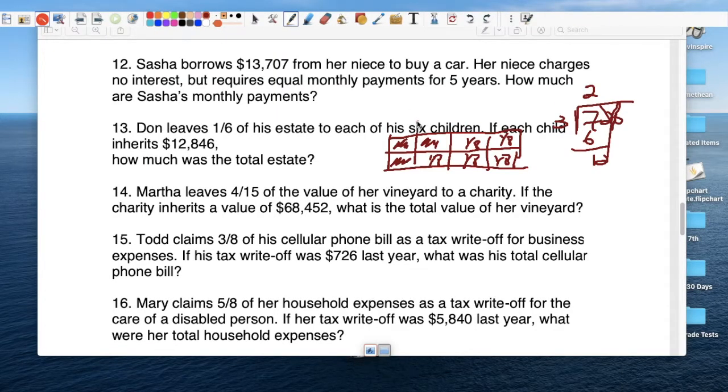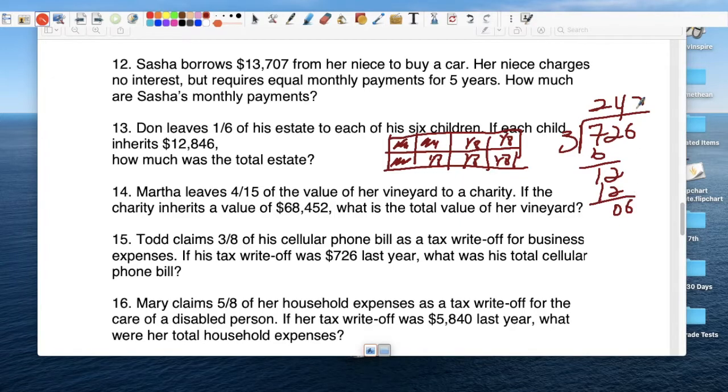All right, so here's where I stopped, before my battery died. I was dividing 726 by 3. That would be 3 into 7 is 2, 6, 12, 4, 12, and then 2. So we get that each share, each 1/8, my apologies, equals $242. Okay, so what was the total phone bill?